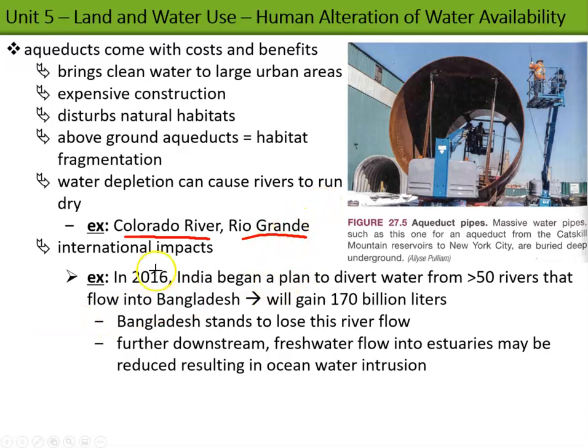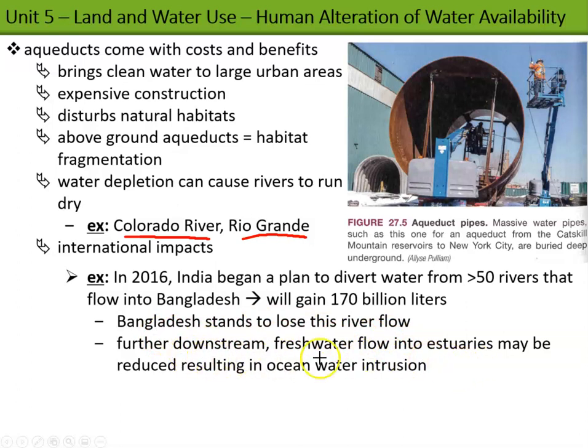And there's also international impacts. So in 2016, India began a plan to divert water from 50 large rivers that flow from India into Bangladesh. And so these rivers are shared by two different countries. India stands to gain about 170 billion liters of water per year from this project. But what that means is Bangladesh stands to lose this river flow.